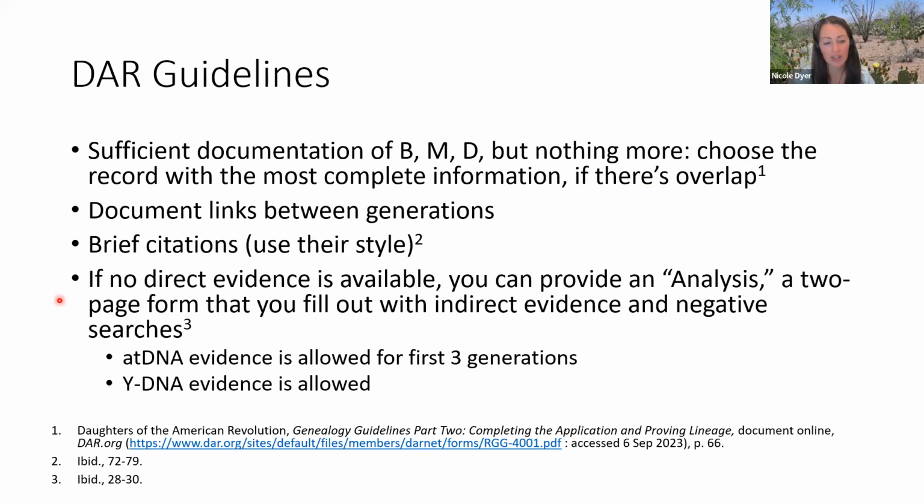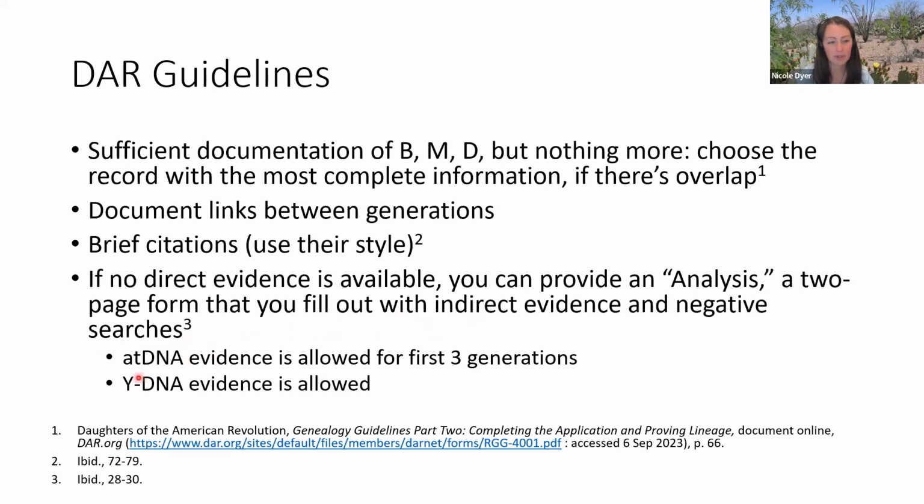If no direct evidence is available for something you're trying to prove in your lineage application, they say you can provide an analysis, which is like a proof argument that you might write. They have a 2-page form you can fill out, or you can write your own. You just share the indirect evidence and negative searches you've done to show that you've done enough research and that you've found some clues, some indirect evidence that points to your answer.